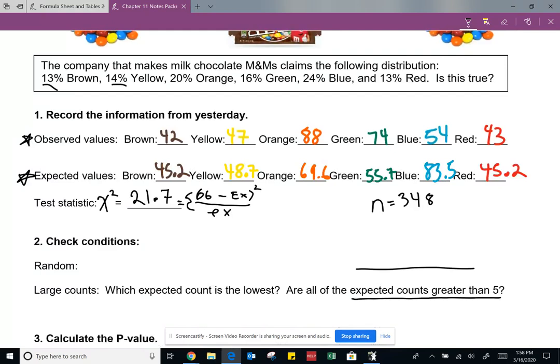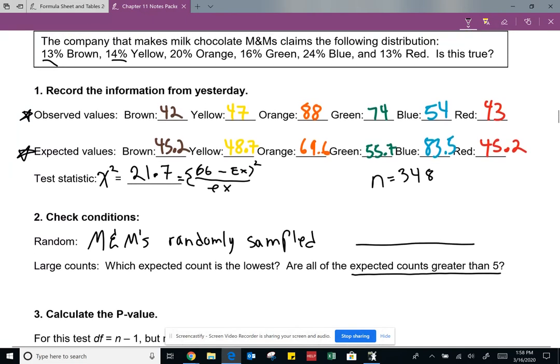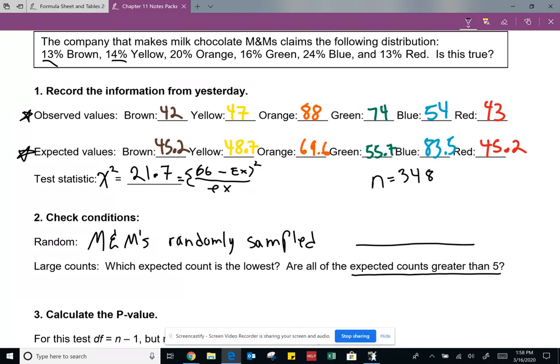So, checking the conditions. Random: we didn't do this as a class, but the M&Ms were randomly sampled. And then for the large counts, all that you do is find your lowest expected value. For us, we actually have 2 in this case. That's not usually true, but for this example, we have 2.